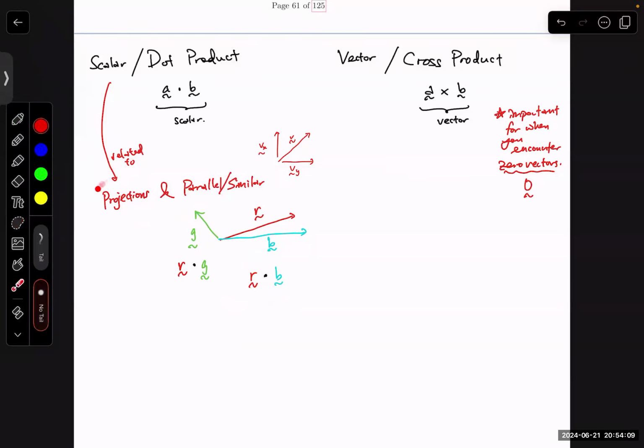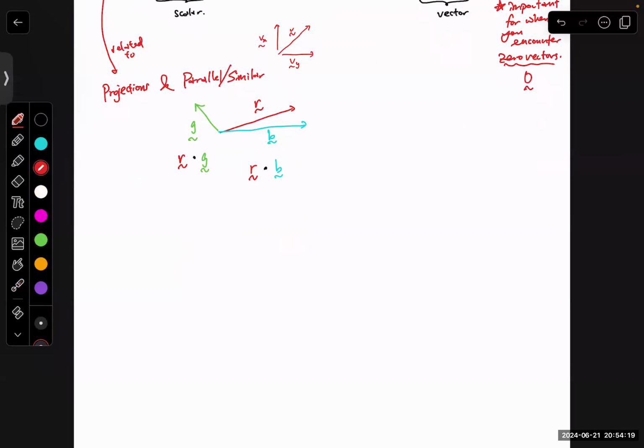Now let's talk a bit about projections. Projections, you need to really understand visually. So let's just draw a picture. How I usually think about it is a little bit gross, but let's say I have this red vector. Let's say this is a mosquito, okay?